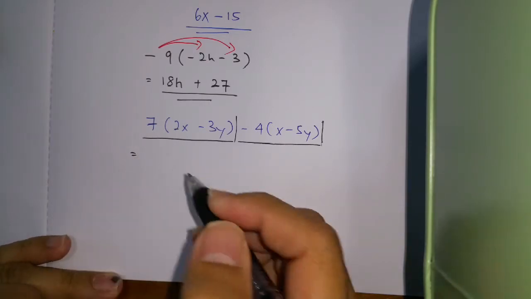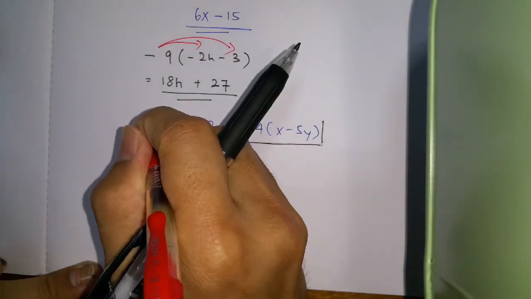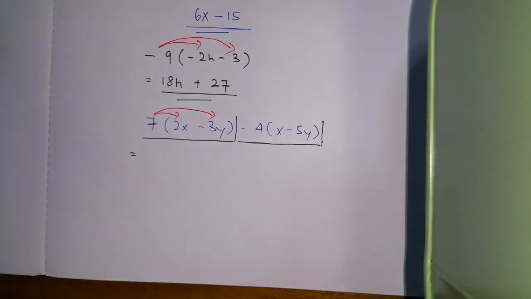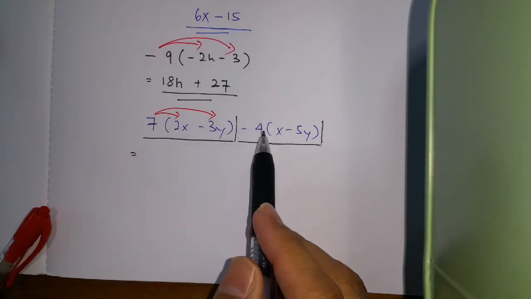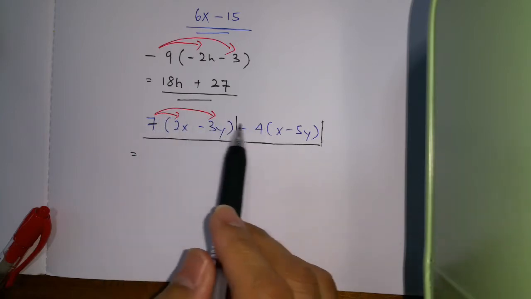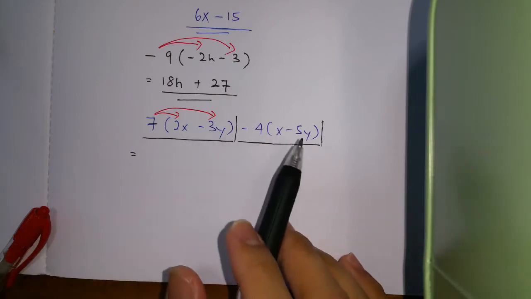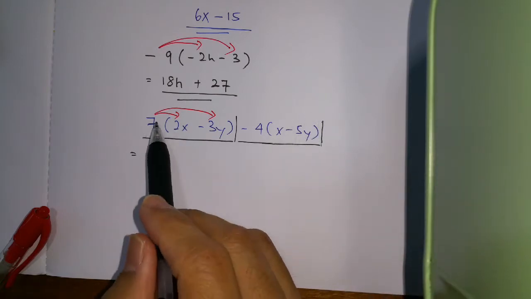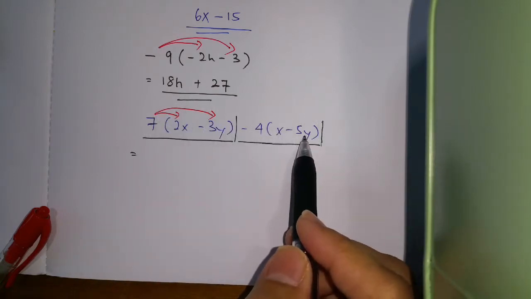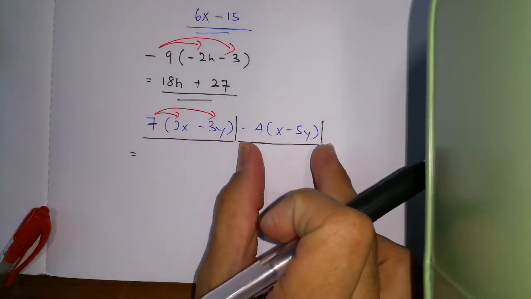Again, let's do the rainbow. 7 multiplied by 2x, 7 multiplied by this, minus 3y. I'm going to pause here to explain and clarify. You don't have to take this 7 to multiply by this 4. There's no need for you to do that. If you are going to do that, you are going to be confused and there's no end to this question. You don't even have to take this 7 multiplied by this x and this minus 5. Basically it's just this group 1 and this group 2.